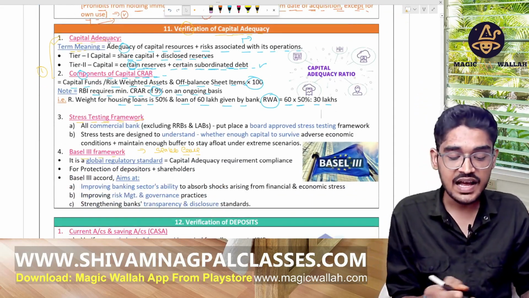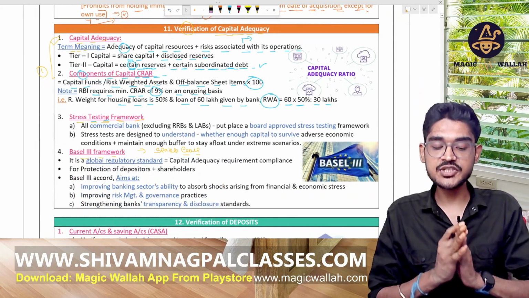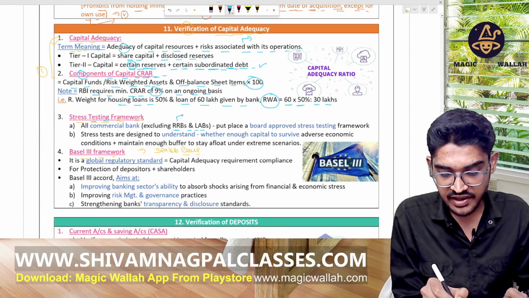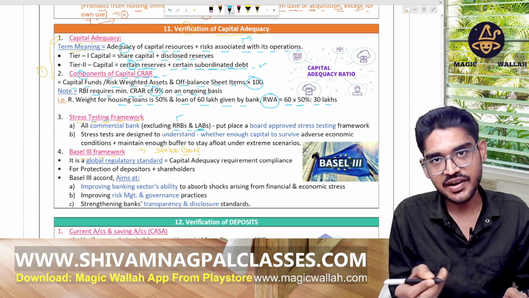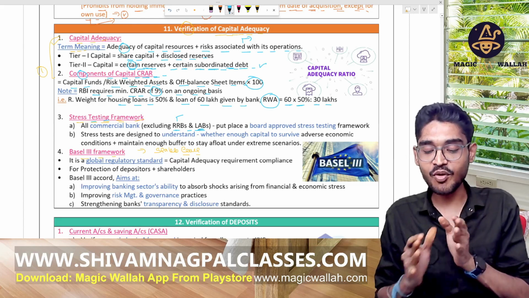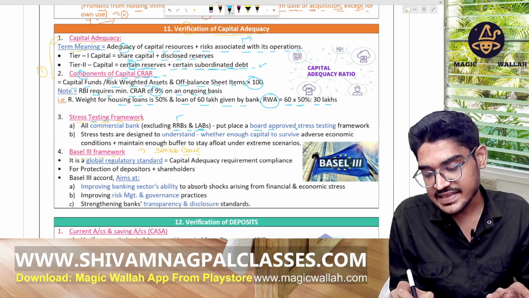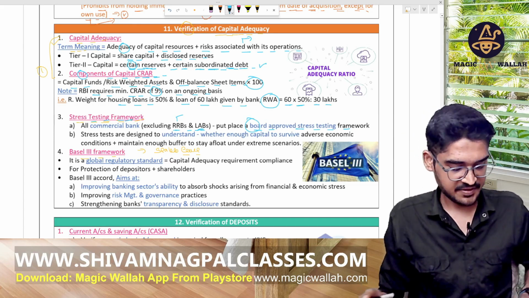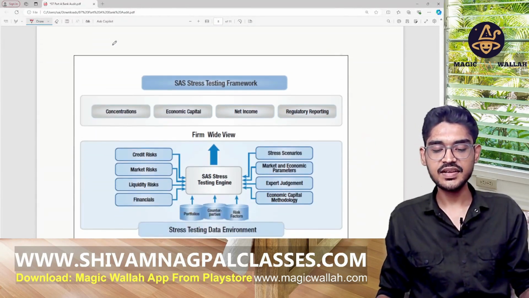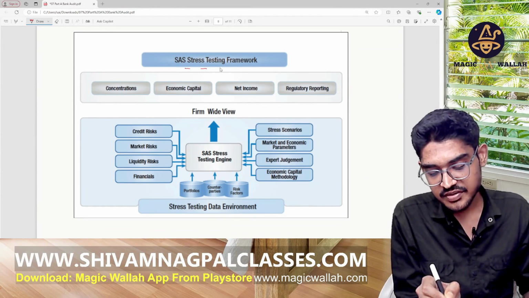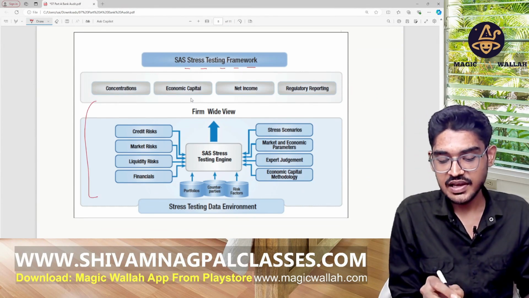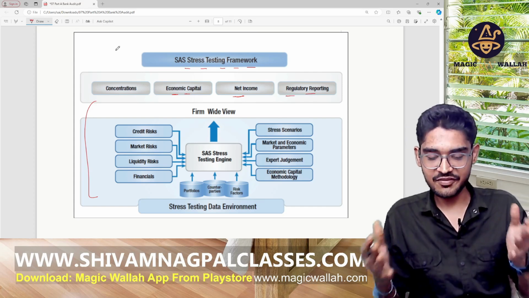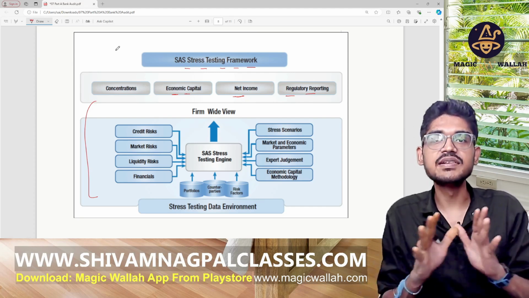Now the next one is the stress testing framework. All the commercial banks, including the RRBs and the LABs, regional rural banks and local area banks, would place a board approved stress testing framework. Okay, so what is the stress testing framework? See here. It is a framework which considers all these points like economic capital, net income, reporting requirement. So this is a complete framework that you need to remember. This is not in your syllabus. That's a reference come in your syllabus.